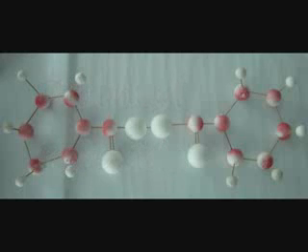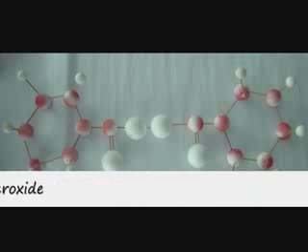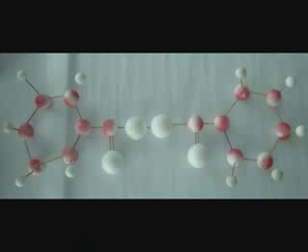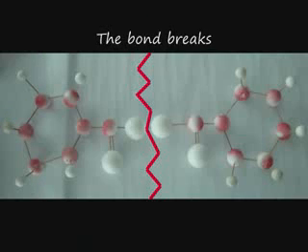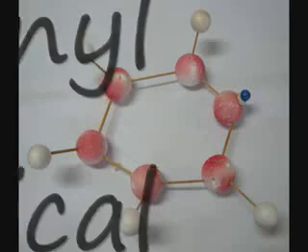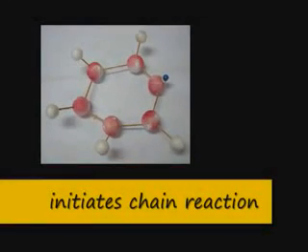Dibenzyl peroxide can act as an initiator because the oxygen-oxygen bond energy in these compounds is low enough for the bond to be broken by heat or exposure to light. The bond breaks homolytically, resulting in the formation of two radicals. It is the phenyl radical which initiates the chain reaction.